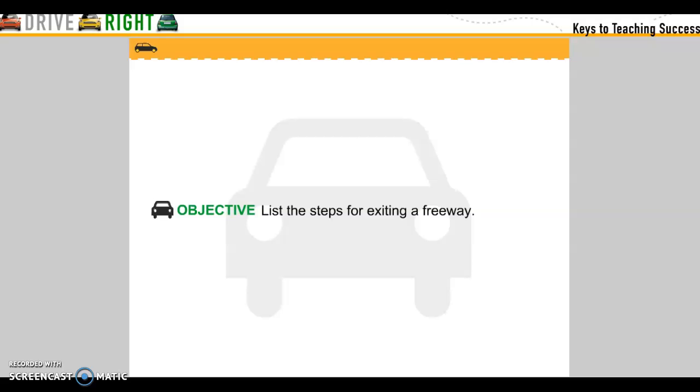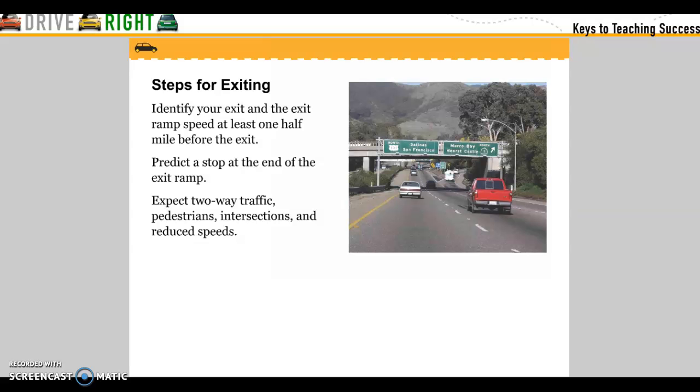Objective: List the steps for exiting a freeway. Steps for exiting. Identify your exit and the exit ramp speed at least a half mile before the exit. Predict a stop at the end of the exit ramp. Expect two-way traffic, pedestrians, intersections, and reduce speed.